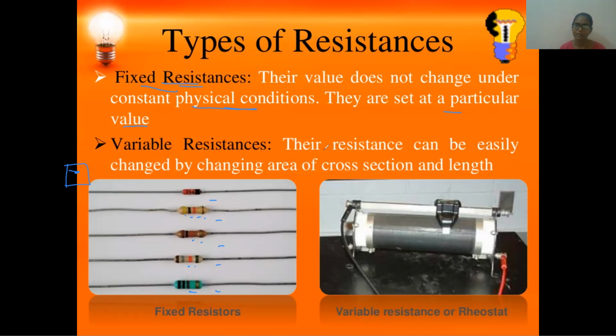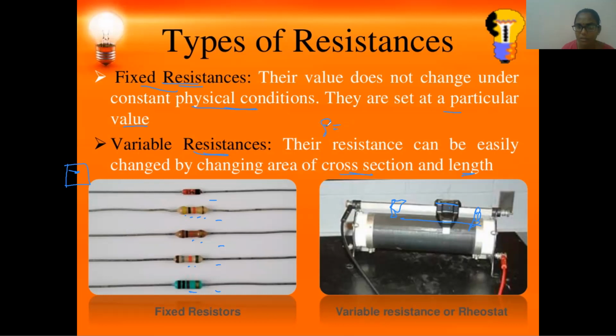And variable resistance means the resistance can be easily changed by changing the area of cross section and the length. See here, this rheostat. We adjust this knob, no? You can adjust up to here, and the length will increase. If we adjust only this much, the length is decreasing. Like that we increase the cross section and the length also. So by changing the variable resistance, we adjust it.